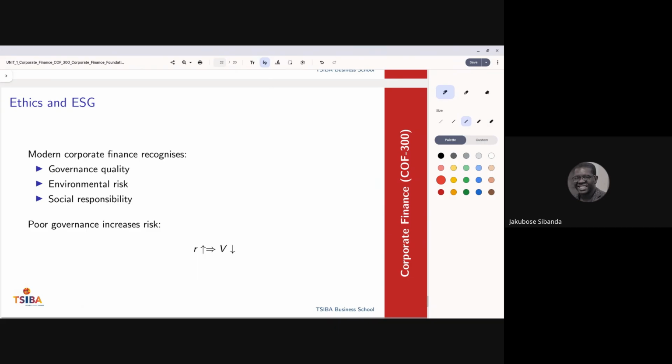So as investors or as researchers, we look at the credibility of these people that are running these organizations because they have to be very ethical. Because if they are not ethical, there are risks that come with that. So modern corporate finance recognizes governance quality, environmental risk, and social responsibility. So we are saying modern corporate finance.